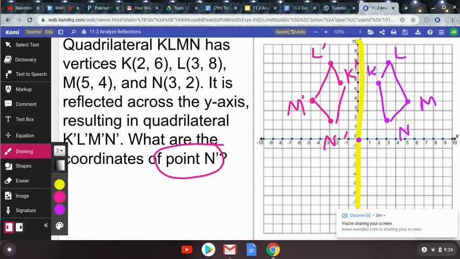It said, what are the coordinates of point N prime? So it's an ordered pair, so I make sure to have my parentheses. Your Pearson homework wants you to have the parentheses. And I go back to the origin and I count left or right how many squares I go, and I have to go left 3, so that represents -3, and then up 2, so that's a +2. So the coordinates of point N prime are (-3, 2).